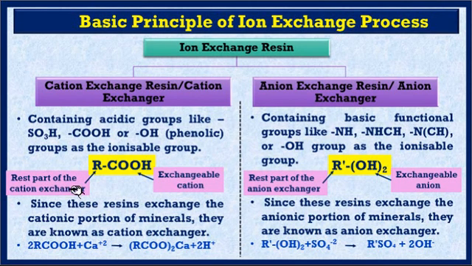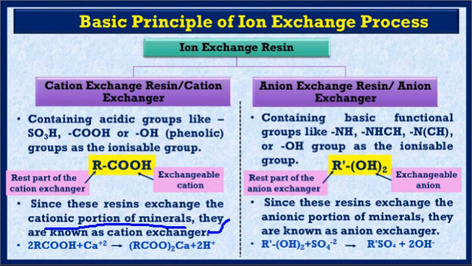So we can say that RCOOH is the common structure or common formula for the cation exchange resin, in which R is the stable part and the exchangeable part is this H plus. So this is the basic of the cation exchange resin or the cation exchanger. Since these resins exchange the cationic portion of the minerals, they are known as the cation exchangers.